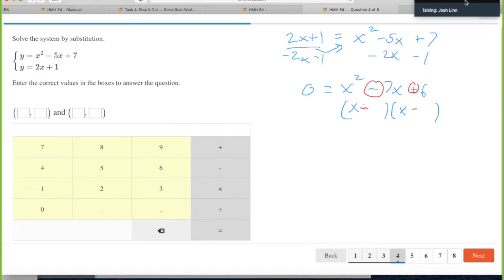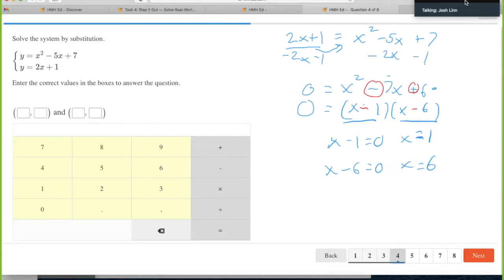Our multiples of 6 are going to be 1 and 6. So 1 times 6 is 6, and then 6 plus 1 is 7. And of course, if you add the negative signs in there, we are good to go. So all of that equals 0. So from there, I can say my solution is whenever this equals 0 and whenever that equals 0. So x minus 1 equals 0, x equals 1, x minus 6 equals 0, x equals 6.